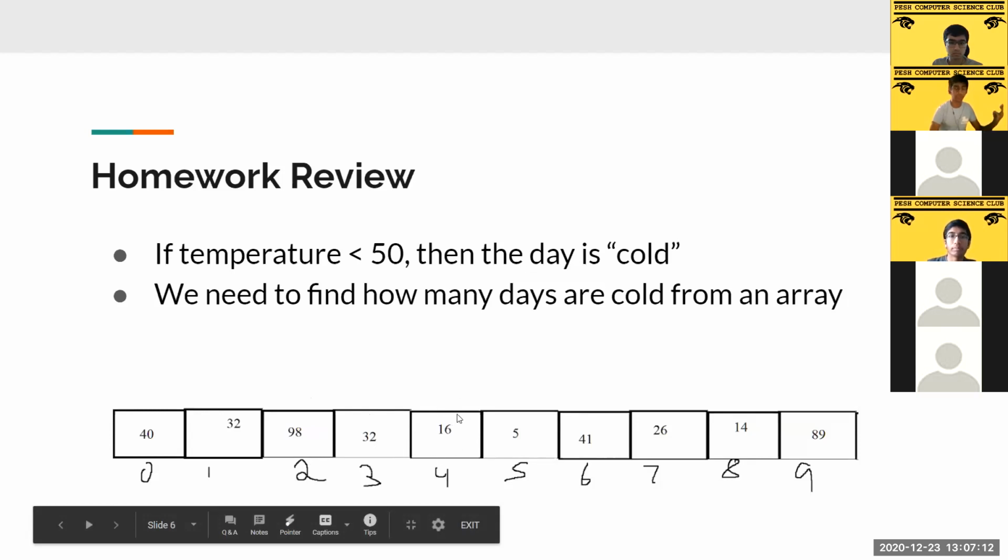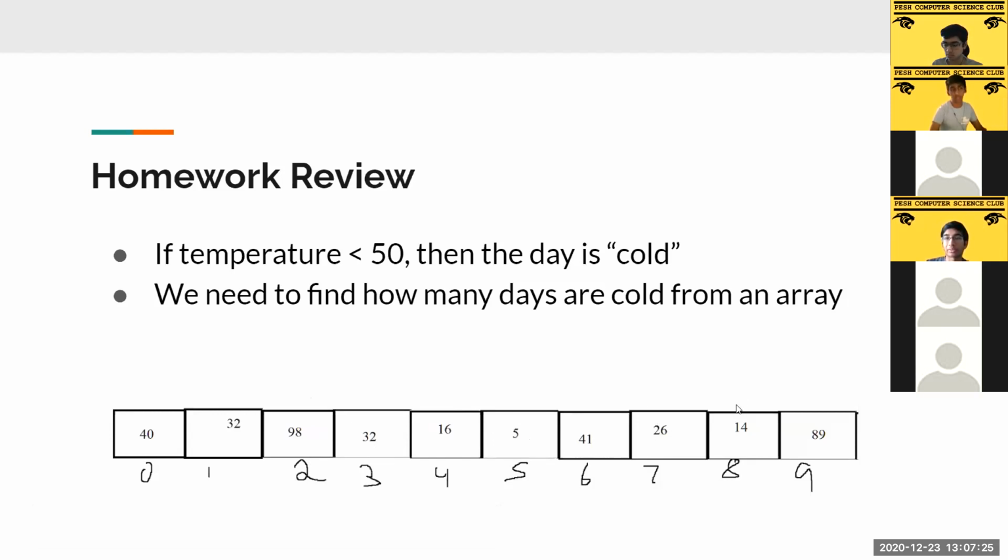16 would be cold because 16 is less than 50. 5 is less than 50, so that's a 5th cold day. 41 is less than 50, so that's a 6th cold day. 26 is a cold day, and 14 is a cold day, so that's 8 cold days total.